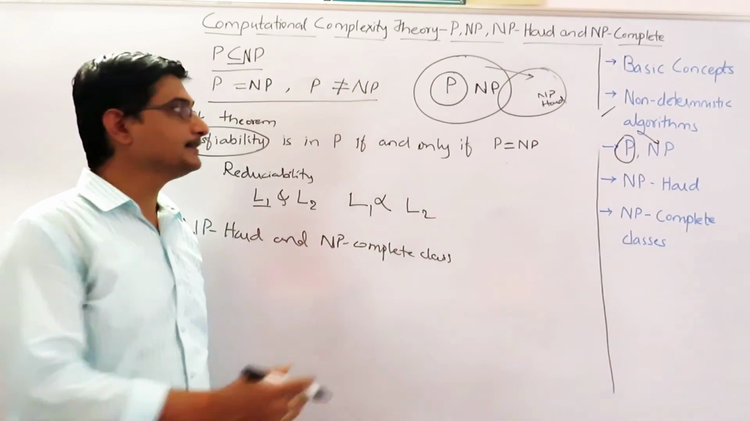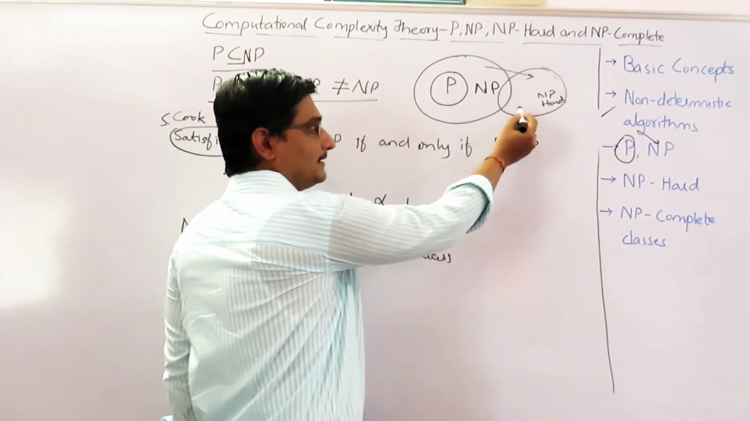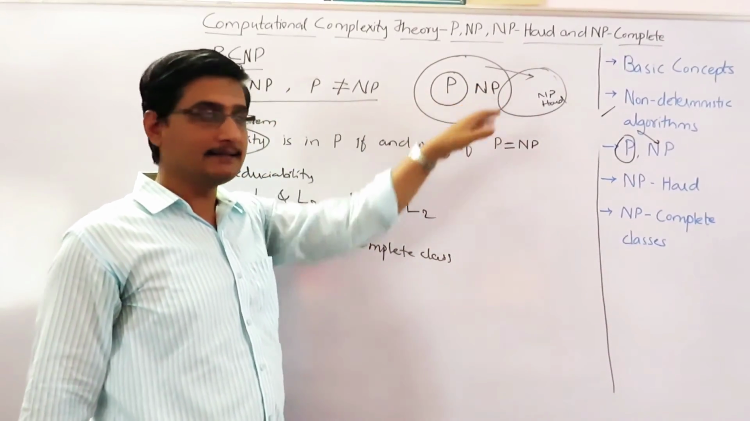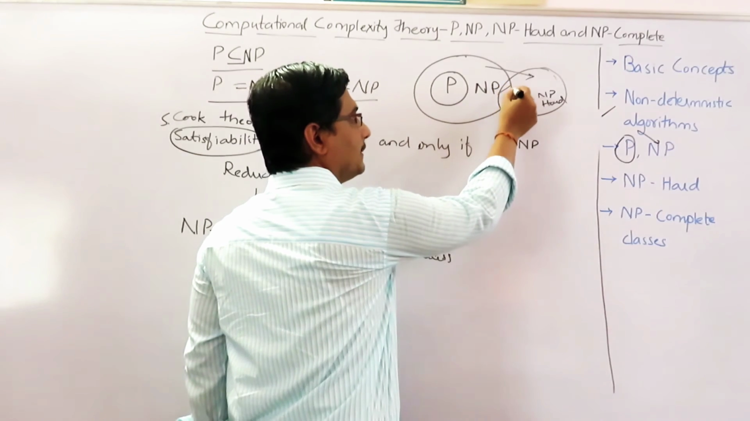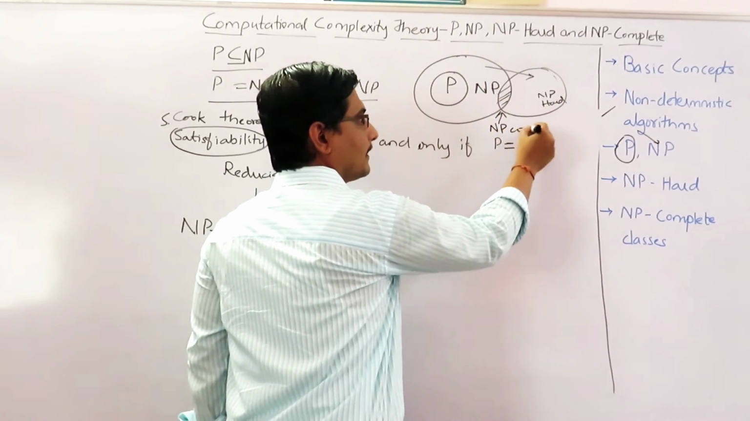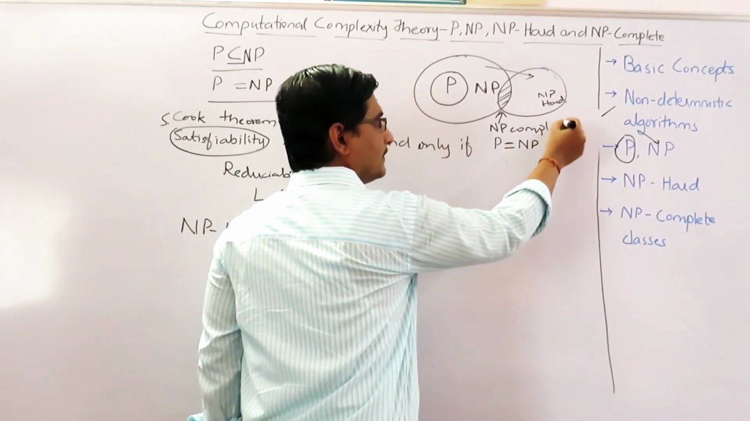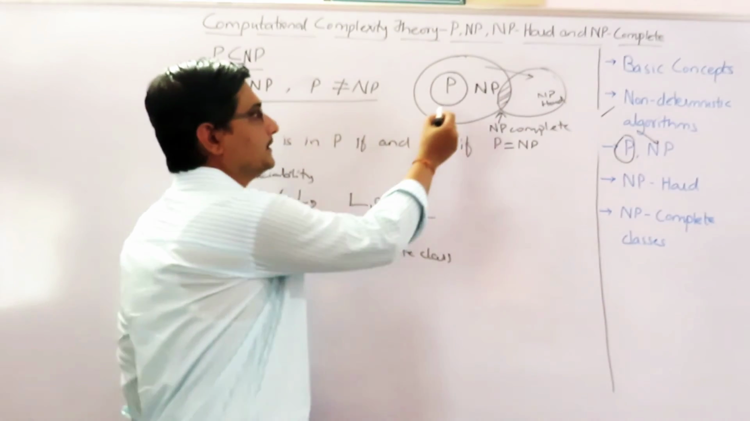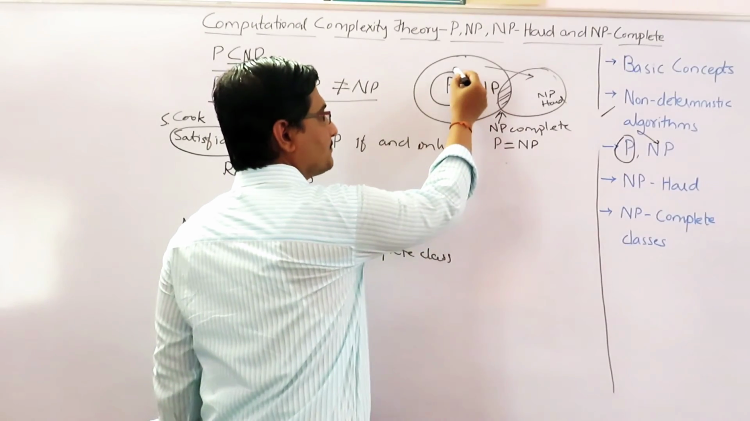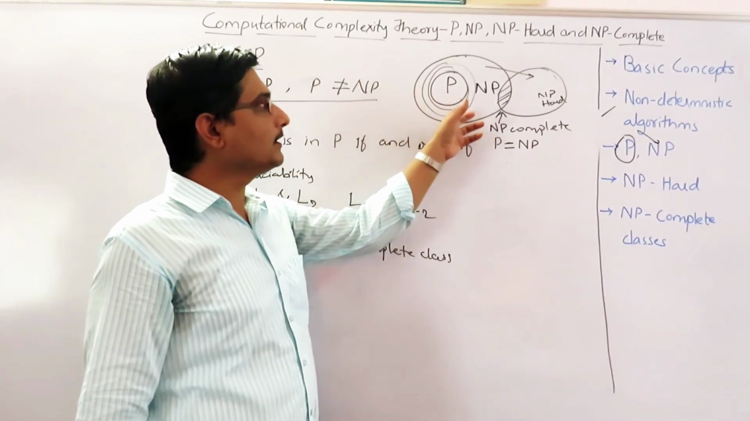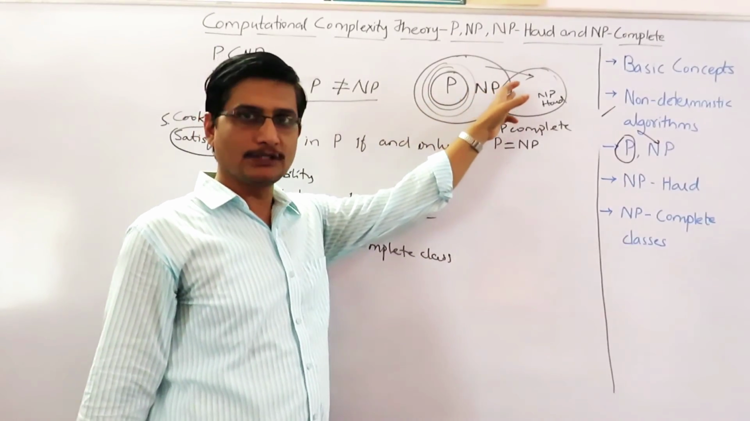If a problem is NP hard as well as it is NP, then it is called NP complete. So as the research is going on, this circle may expand. This circle may go on expanding, and one or the other day it will reach this one.